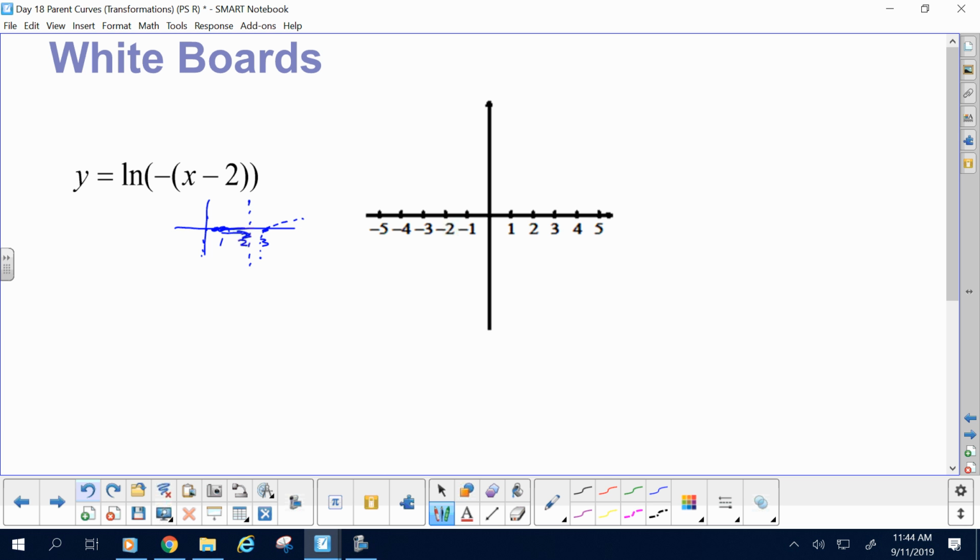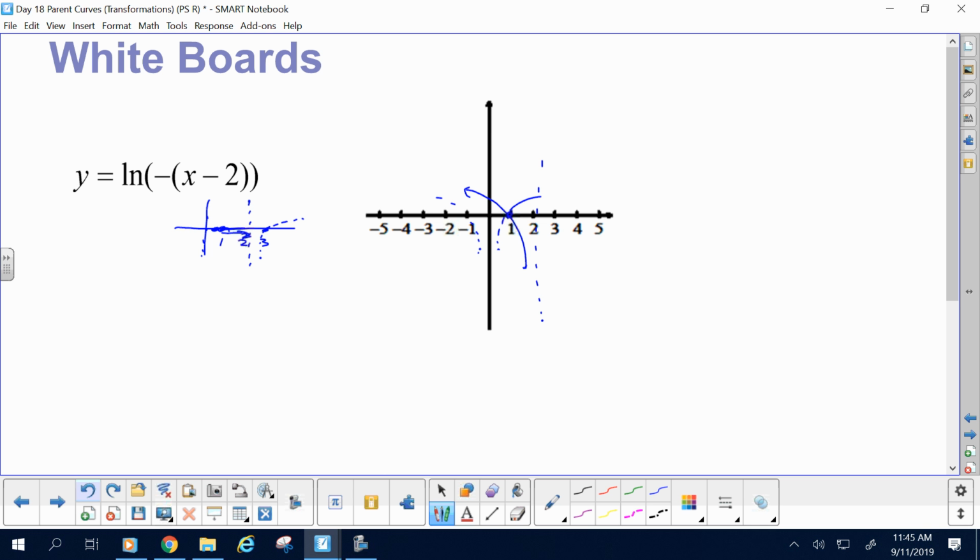So let me say this. Maybe it would help to do this in a slightly different order. What if you reflected first? Then instead of this, it would look like this, yeah? And then shift it which way? Right 2. So is that better, to reflect first? Does that help you more?